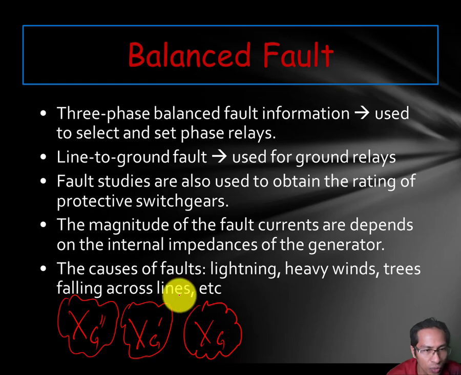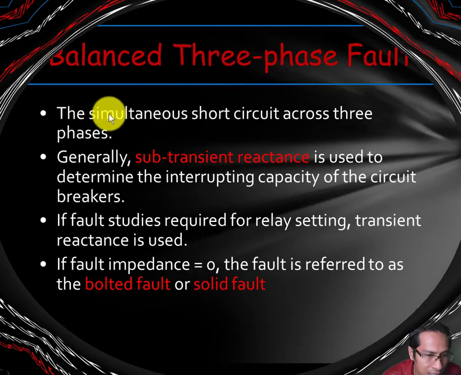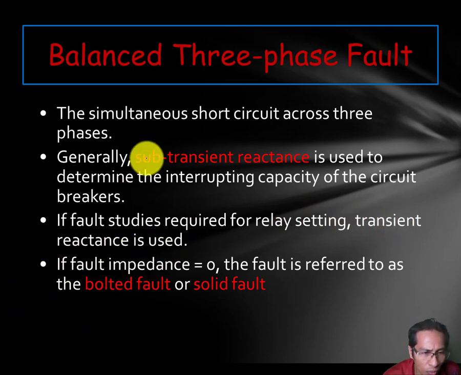This is a cause of faults. Sometimes faults occur because of lightning, heavy winds, trees falling, and so on. Balanced 3-phase fault is a simultaneous short circuit across 3 phases. Generally, subtransient reactance is used to determine the interrupting capacity of the circuit breakers. If fault studies are required for relay setting, transient reactance is used. This is what I said just now. Xg double prime, subtransient reactance, is used for interrupting capacity. For the relay setting, we use Xg prime.